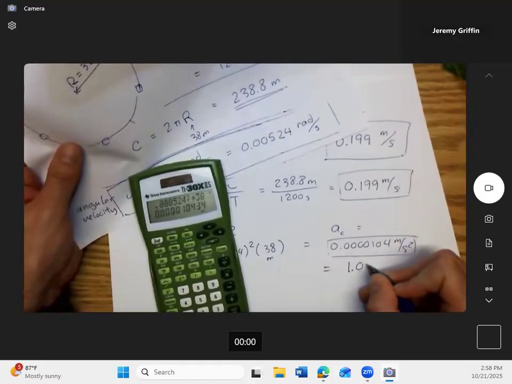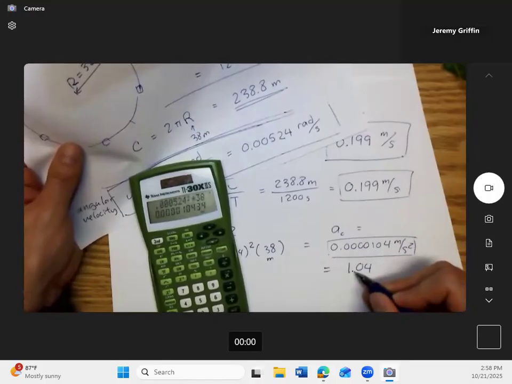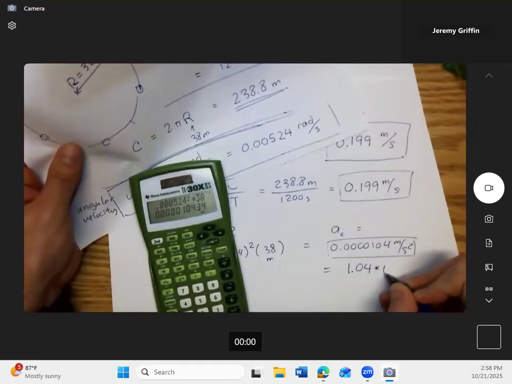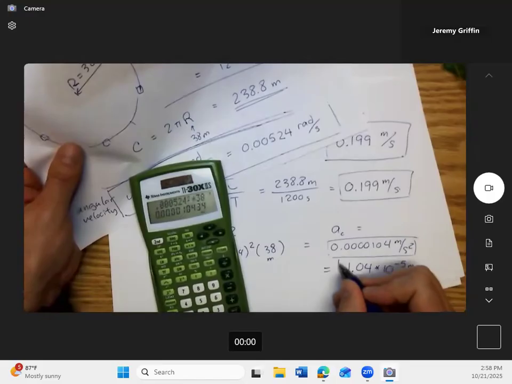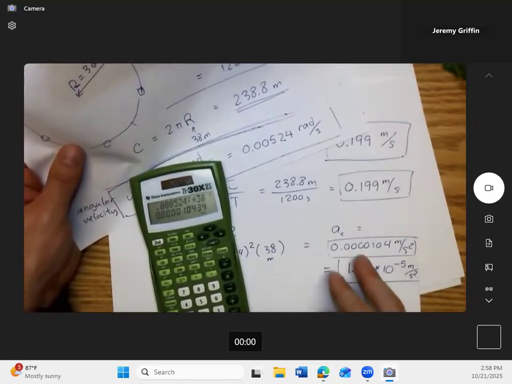1.04 times 10 to the negative... Exactly, move the decimal here. So 1 point something, times 10 to the negative 5. That's still meters per second squared. That's the same value in scientific notation, isn't it? Just get rid of all the zeros.